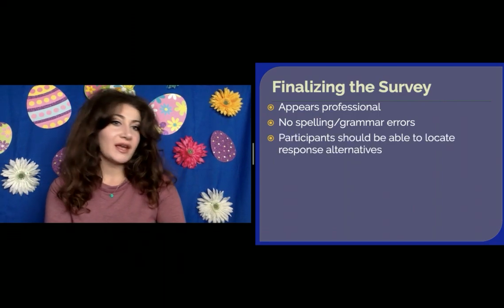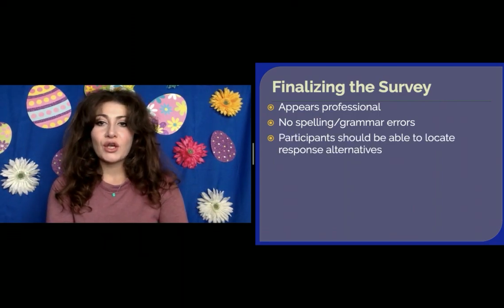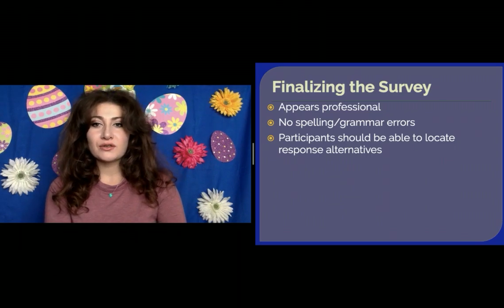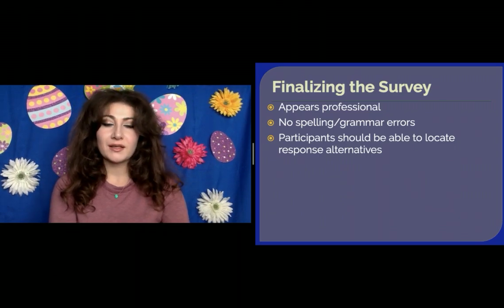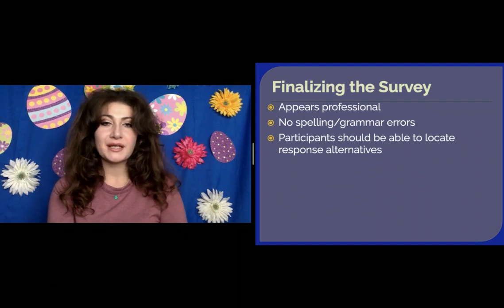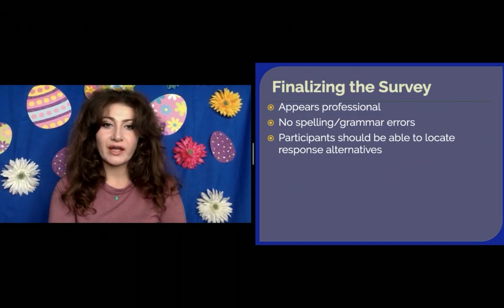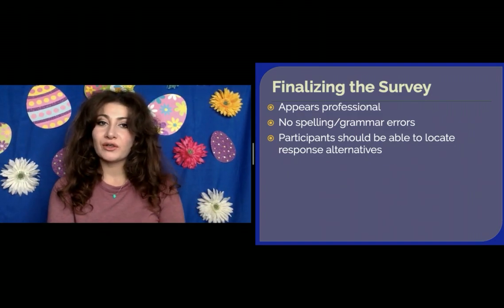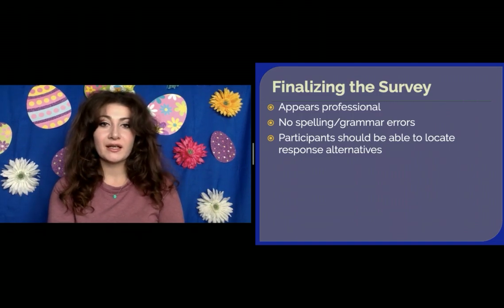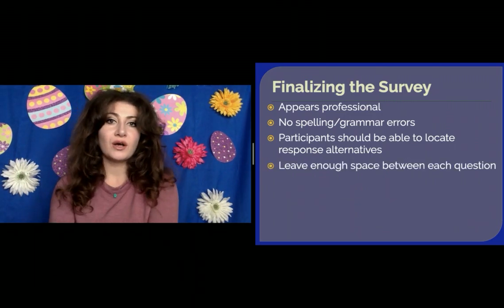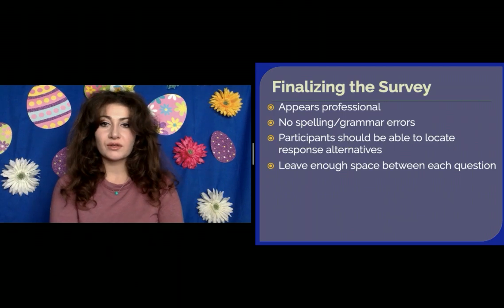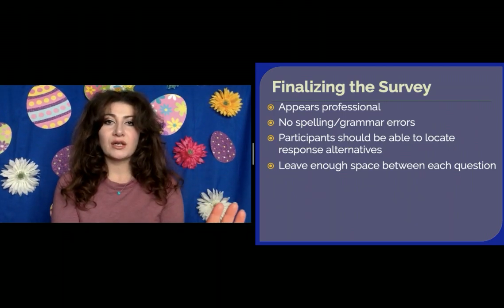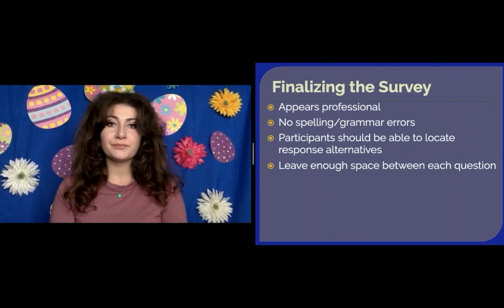You want to make sure that you don't have any spelling or grammar errors. Imagine if you were administering your survey to a group of participants and they see grammar mistakes or spelling mistakes within your survey. It's not really going to motivate them or encourage them to take you seriously in completing this survey. Participants should be able to locate response alternatives, so they don't need to go on a wild goose chase in order to understand which anchors and which answer choices correspond to which question.